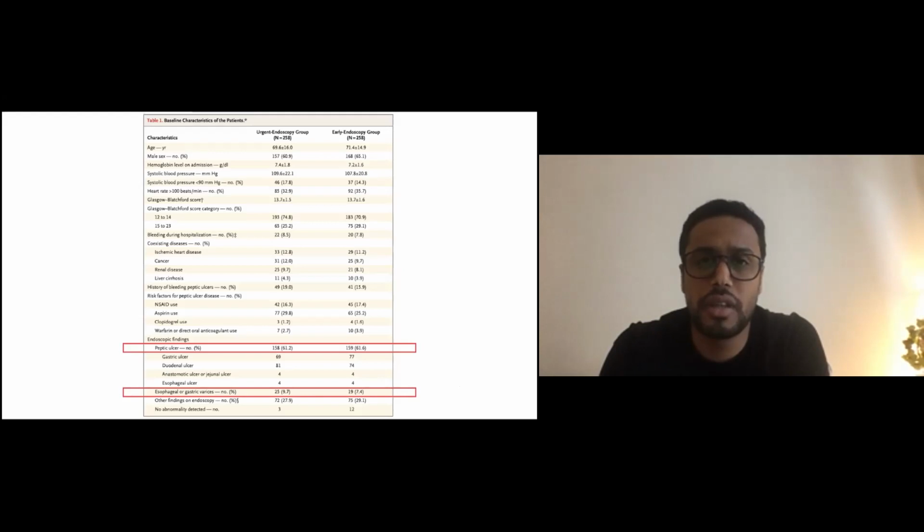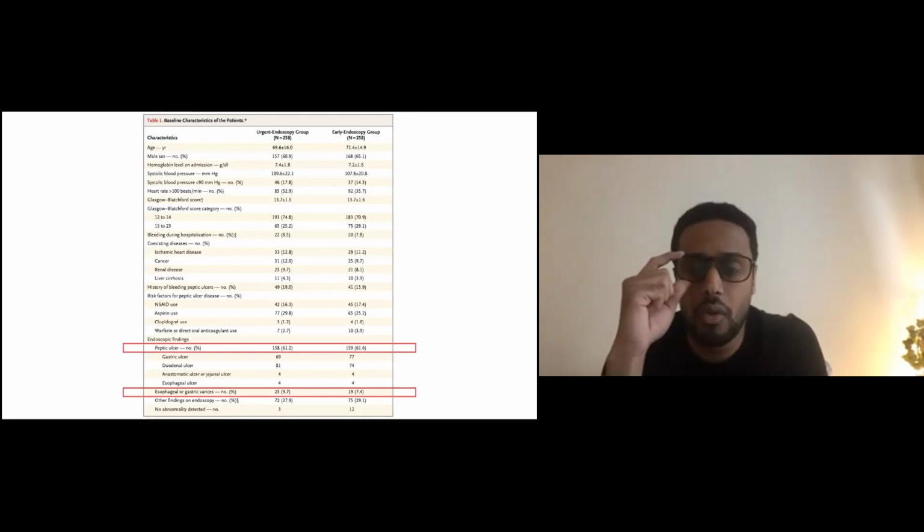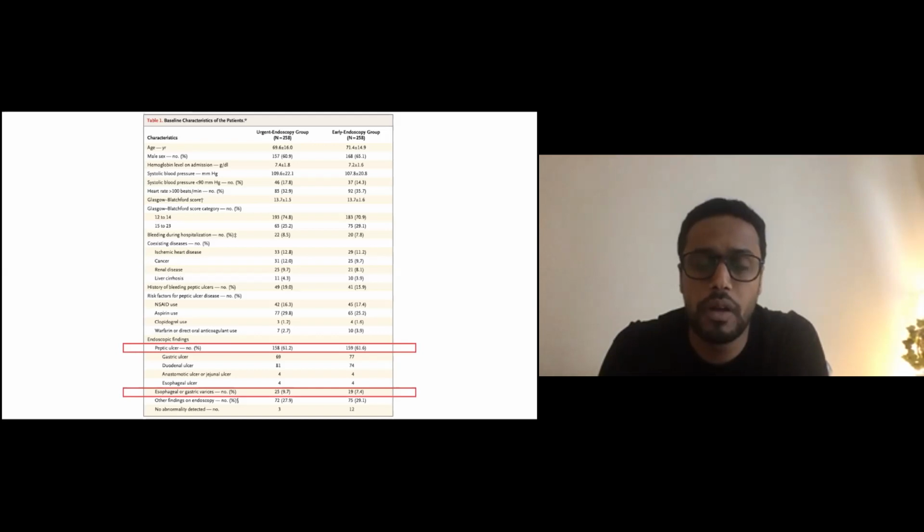Now, we can see from this table that they shared almost similar baseline characteristics, but in the urgent endoscopy group, we can notice that they have more coexisting disease than the early group. And the reason behind the upper GI bleed in both groups, almost 62% in both, was peptic ulcer. There was a small number of participants who had a variceal bleed as the reason for their upper GI bleed.